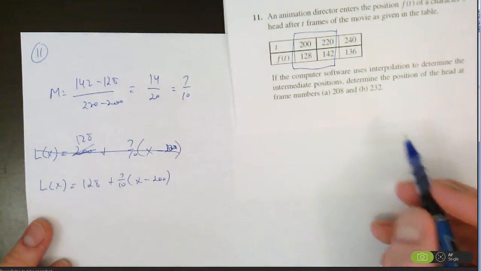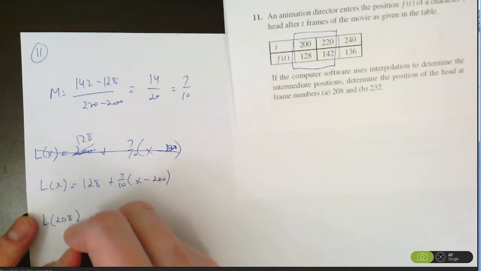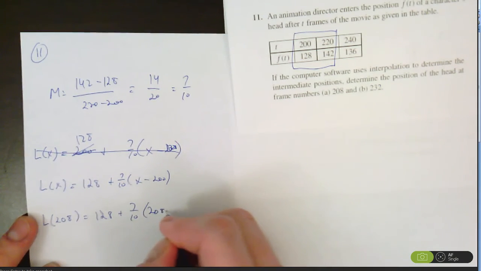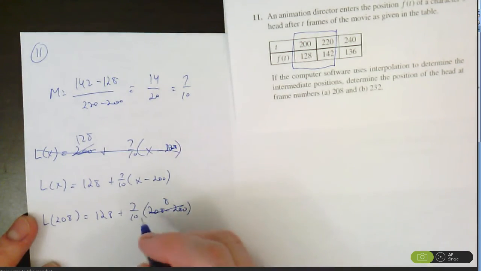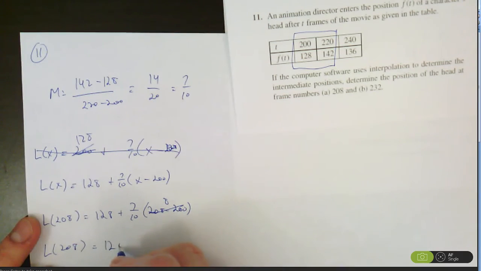And then for part A, plug in 208. That's really 8, and then this would be 56 over 10, so 5.6. So I expect it to be at a position of 133.6 at 208 frames.